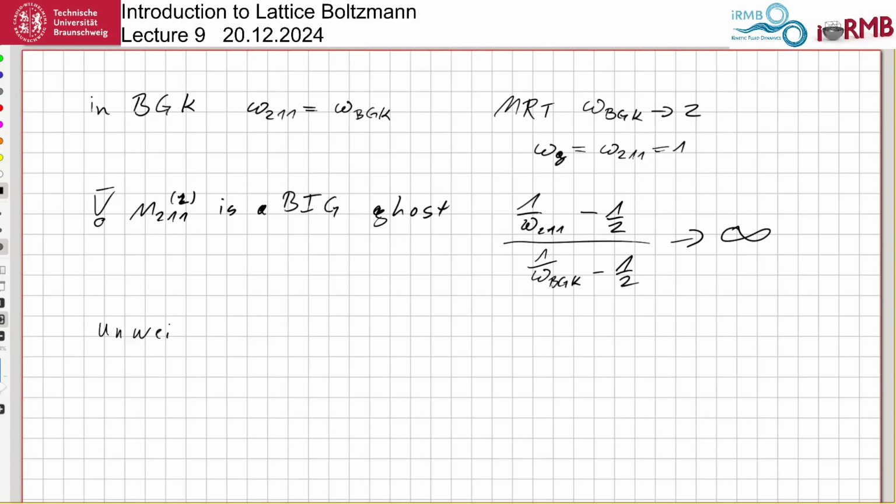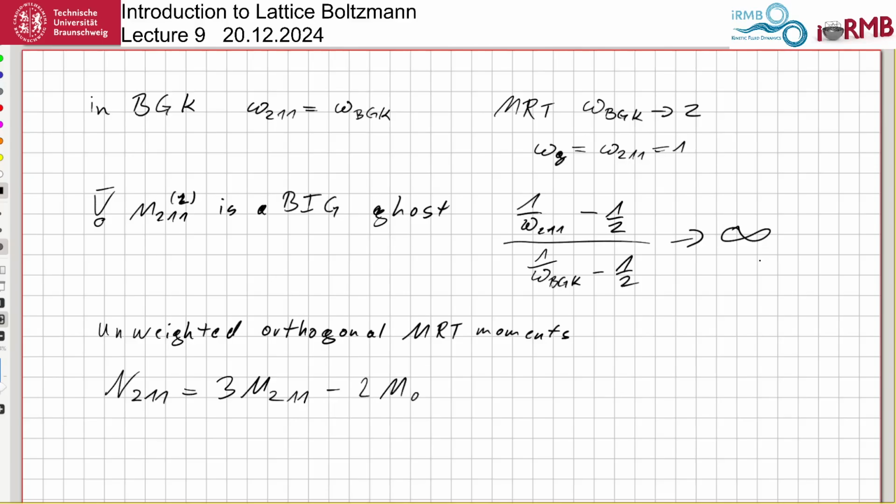Which means for unweighted orthogonal MRT moments, say we define this guy here, N211. So this is defined like this: 3 times M211 minus 2 M011.